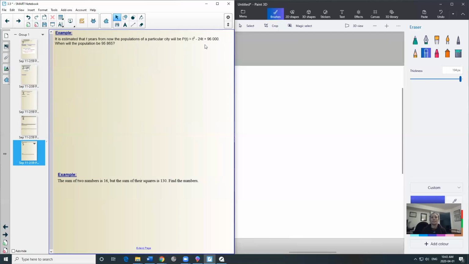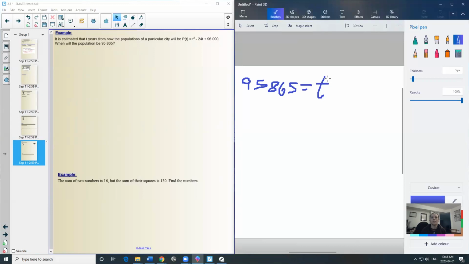I need to know what the time is when the population is this number. So I'm going to take this 95865 and substitute it in. So I'm going to have 95865 equals T squared minus 24T plus 9600. Don't worry, I'm going to continue this on a different program in a second.